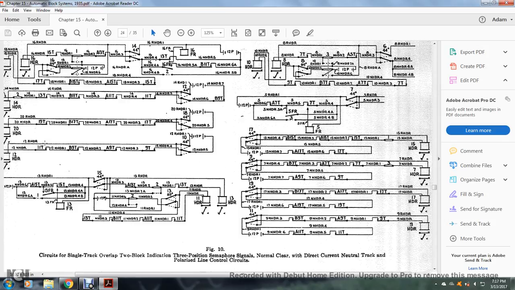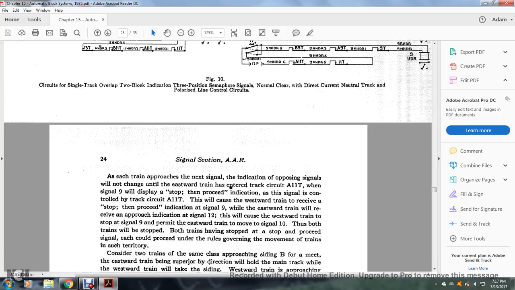Then you have your figure 10. Circuit, single track overlap, two block, three position signals, normal clear, direct current neutral track and polarized line control circuits.